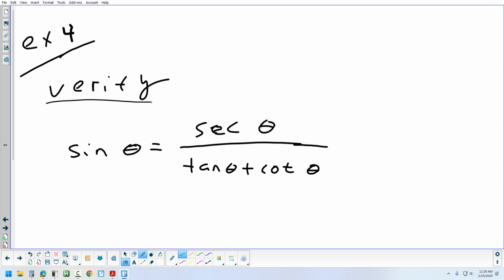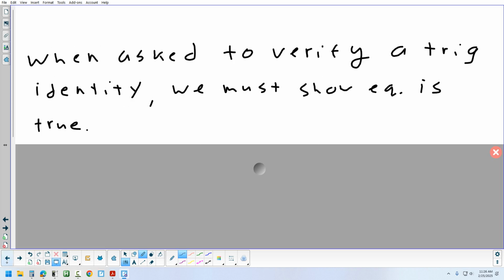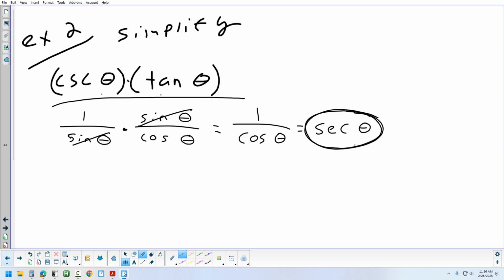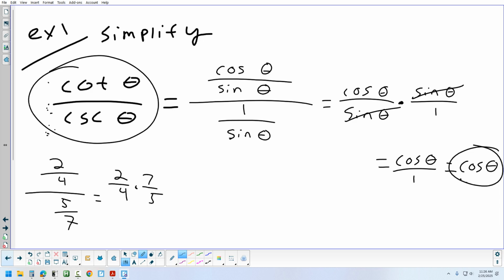The difference between simplify and verify is with simplify, they give you something and you just keep going till you think you're done. We don't know for sure that we're done, but I'm telling you, you are done. That is as simple as it gets. Same thing here. We did as much as we could. We ended up with a single trig function. I mean, what else would you do with cosine? How are you going to make it any simpler than cosine? It's just a single trig function.